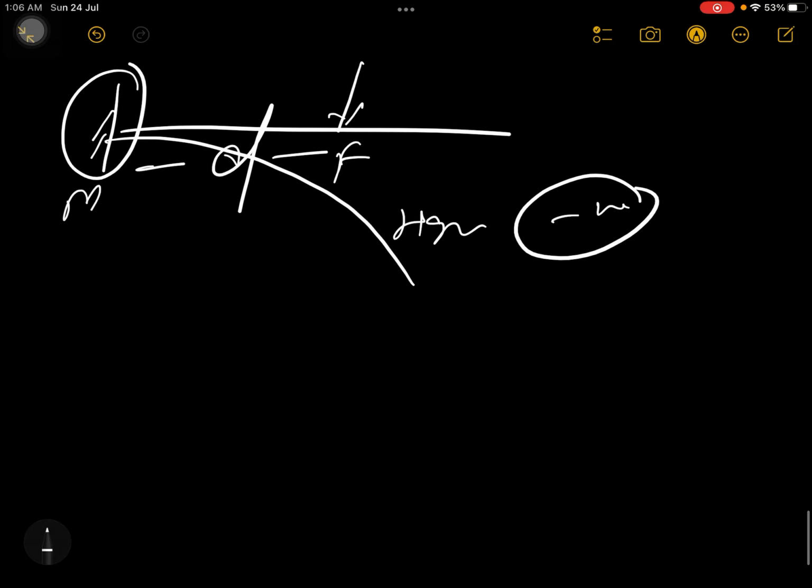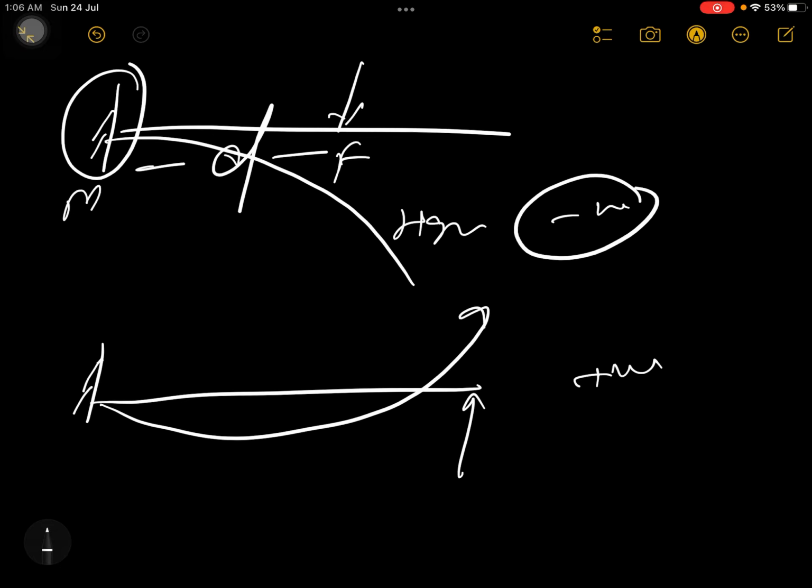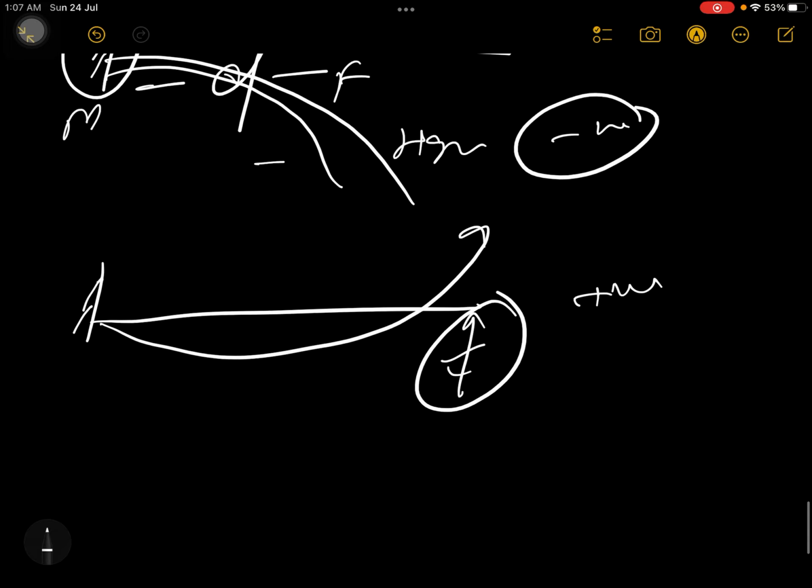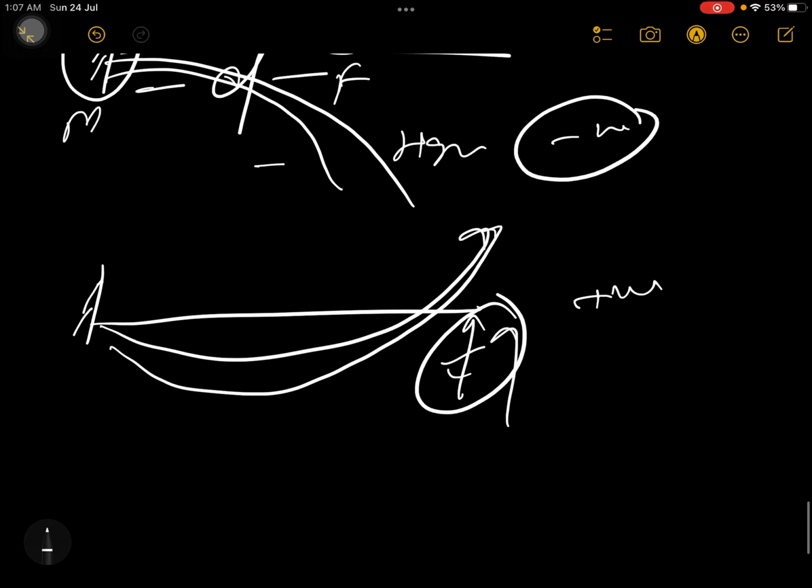Now the next part: when you apply the load from this side, it will bend the beam like this, so there is a positive bending moment. Because of this load you have a positive bending moment, and because of this load you have a negative bending moment. See what I'm saying? So this is the sagging case.